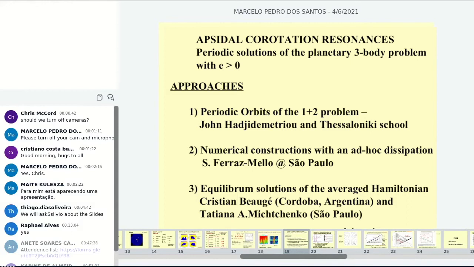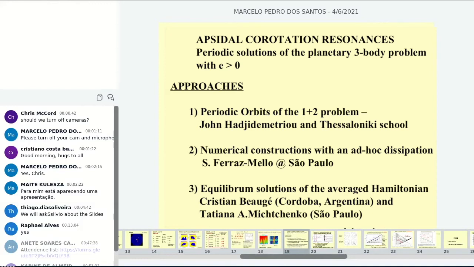There is another possibility, the possibility number two, is the numerical construction with an ad hoc dissipation. What is this? We start the system from a simple solution, for instance, circular motions, and we put a small dissipation in the system. But this dissipation is put in such a way that the system is driven smoothly to the periodic solution, and then it starts moving in the periodic solution, which indeed, because of the dissipation, is not fixed, but will be changing adiabatically. This has been done by myself, mainly.